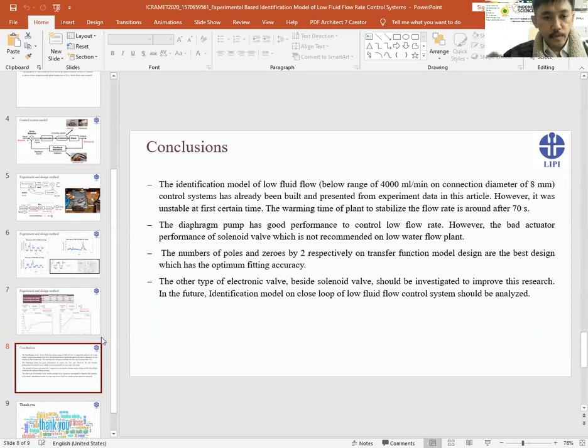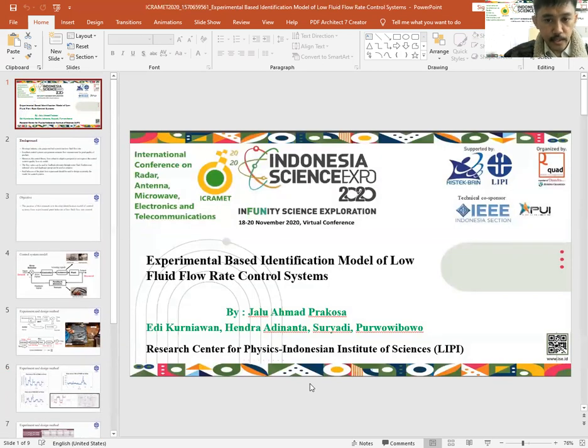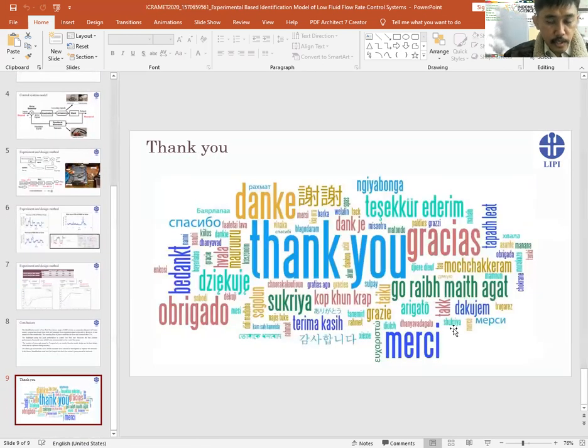Next, so this is our presentation, our system identification based model of fluid flow rate. Thank you for your attention.